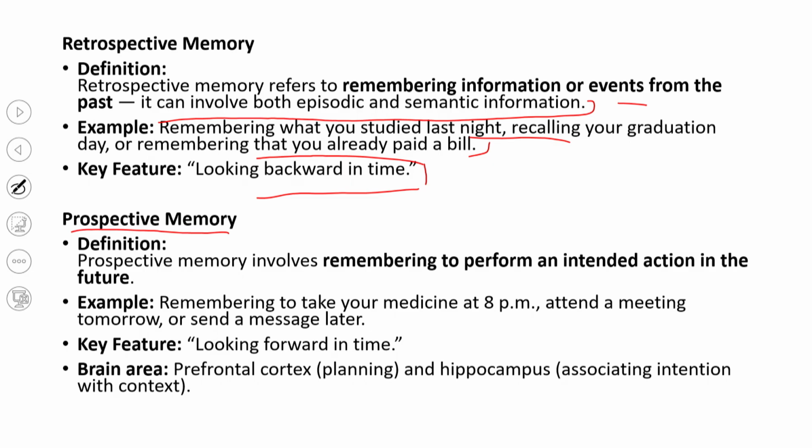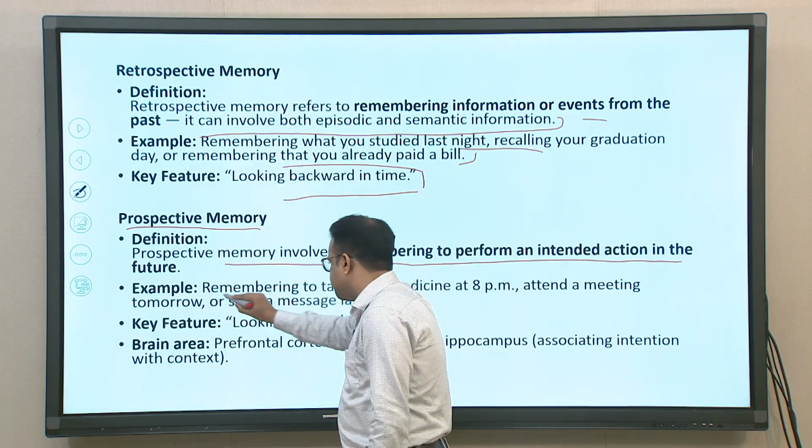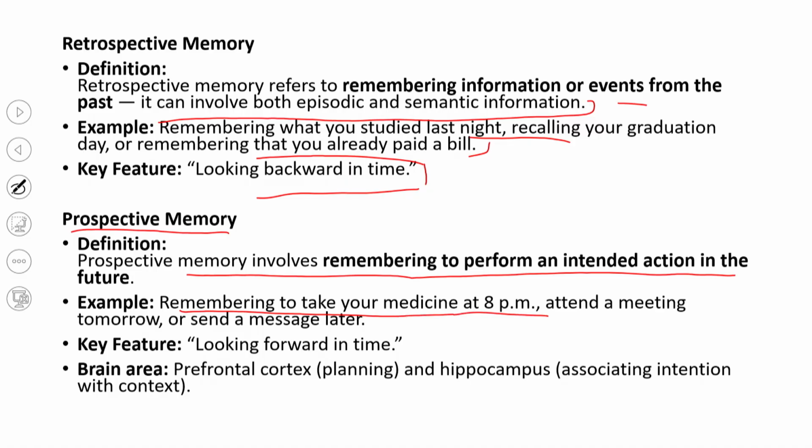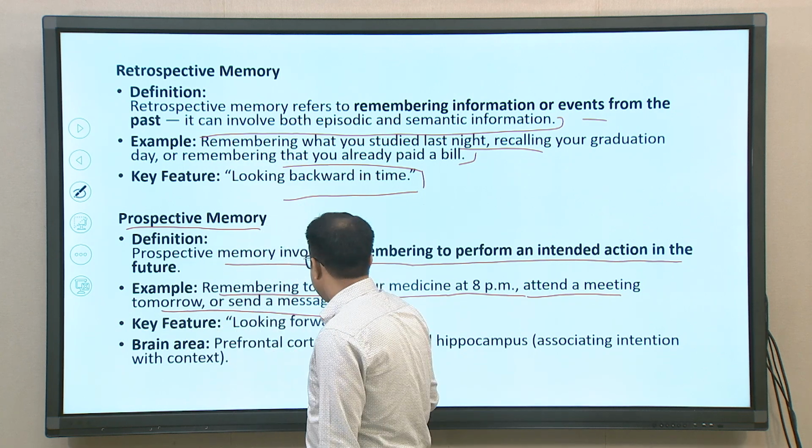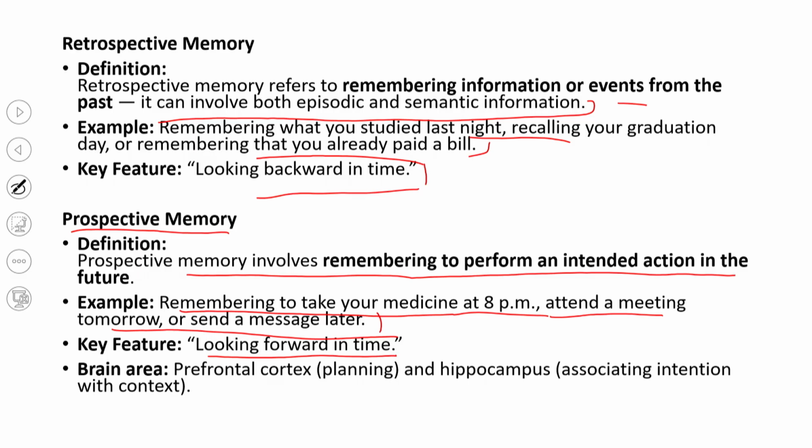Prospective memory is about remembering something that will happen in the future. It involves remembering to perform an intended action in the future. So, you have some intention to do something, let us say tomorrow, or after 1 week or 1 month, and you remember I need to do this in the future. Those are called prospective memory. For example, remembering to take your medicine at 8 p.m., to attend a meeting tomorrow, or to send a message later. You create an intention to do something in the future and you remember it. So, it is about looking forward in time.